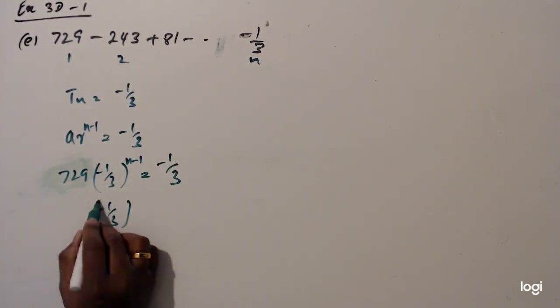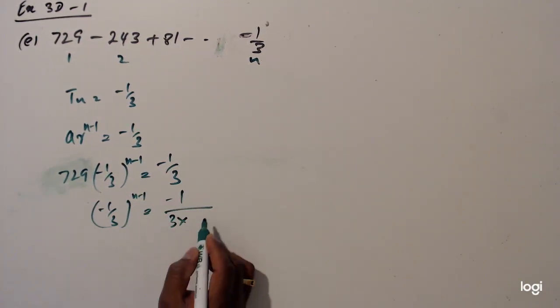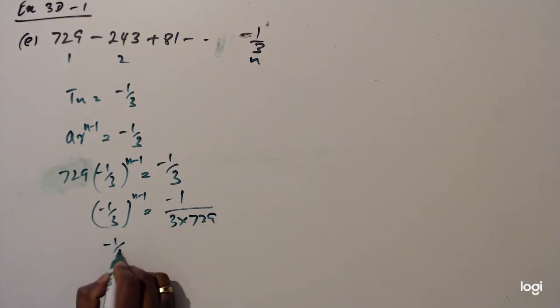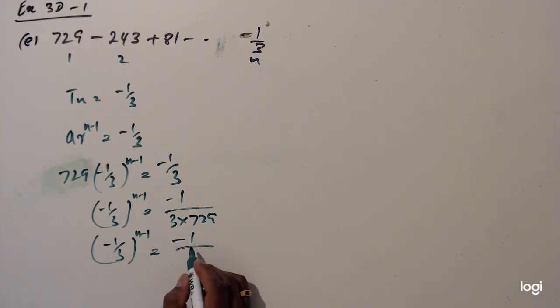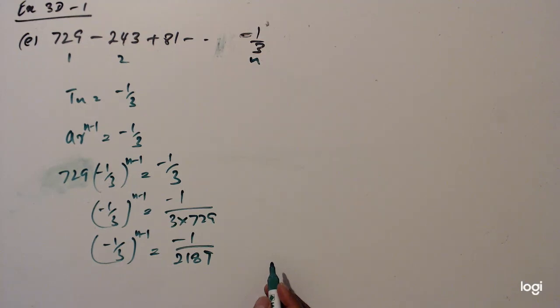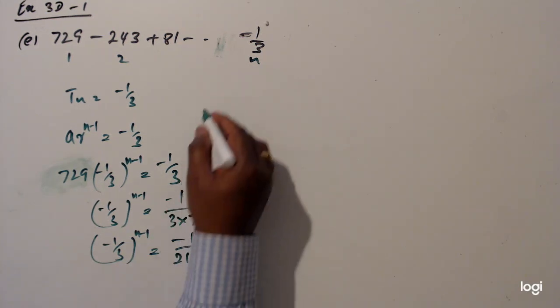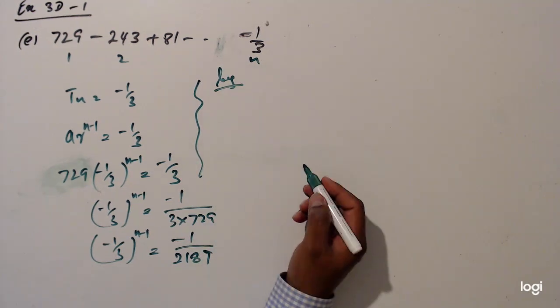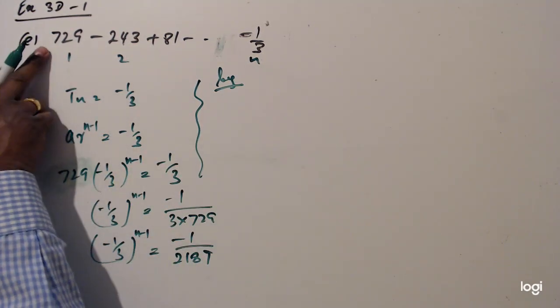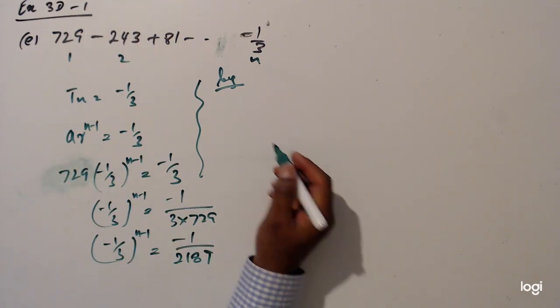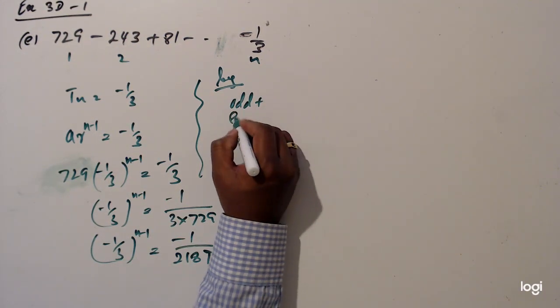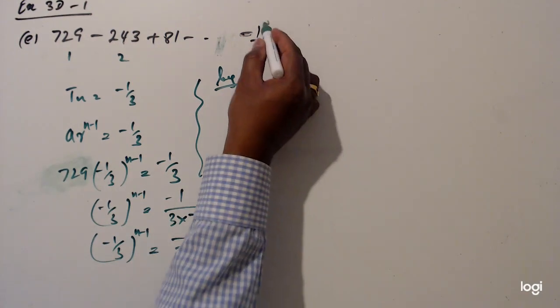So then minus 1 over third, n minus 1, is minus 1 over 2187, this is 3 times 729, cross multiply. Now if we plan to, I can't put the logarithms here because this is negative. So if you plan to find the logarithms, we have to give the argument. We can see when you look at this one, odd numbers are positive and even numbers are negative. So odd are positive, even negative. So then this is a negative one.